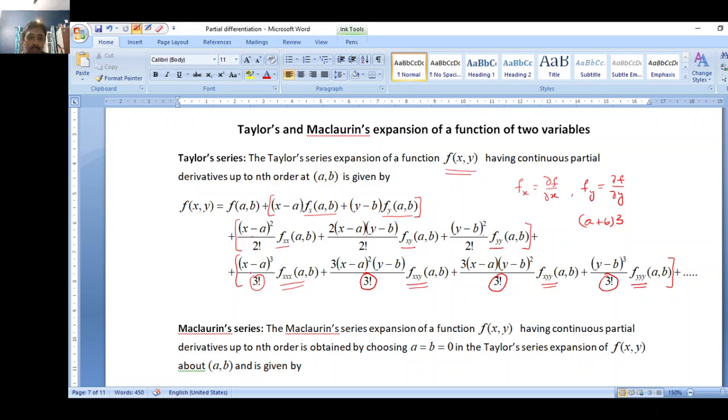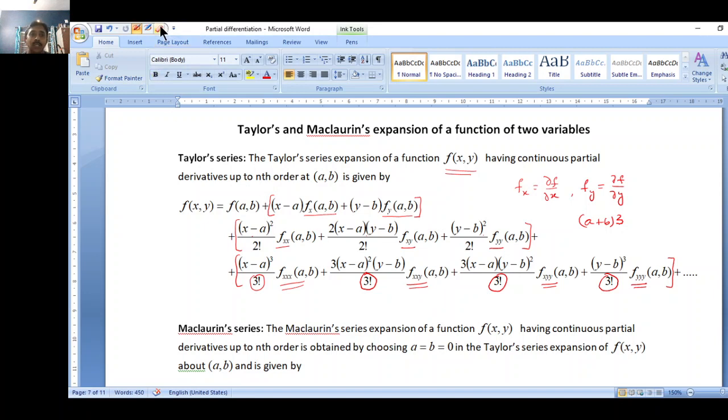So as you can see here, a cube plus b cube plus 3ab into a plus b. So that will give you 3a square b plus 3ab square. Likewise, you can go for any higher degree terms and correspondingly higher order derivative terms. As long as f of x comma y has continuous partial derivatives up to the corresponding order, you can have the expansion of the given function up to that order.